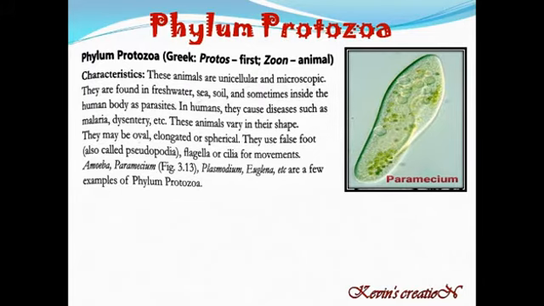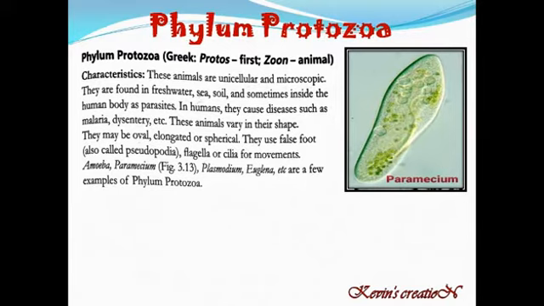These animals are unicellular and microscopic. That means they are made up of only one cell and they are very, very small. They are found in fresh water like lakes and rivers, sea, soil, and sometimes inside the human body also as parasites. That means they can live inside our body and cause diseases. And what are these diseases? Very common diseases like malaria and dysentery.